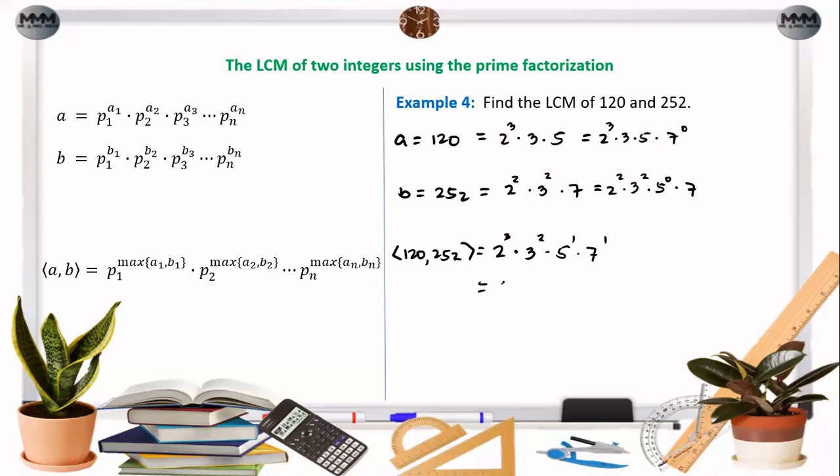So we have here 8 times 9 times 5 times 7 is equal to, okay, let me use my calculator. 8 times 9 times 5 times 7. This is actually equal to 2,520, which is the LCM of 120 and 252. That's it. So we are done finding the GCD and LCM of two integers using the fundamental theorem of arithmetic.